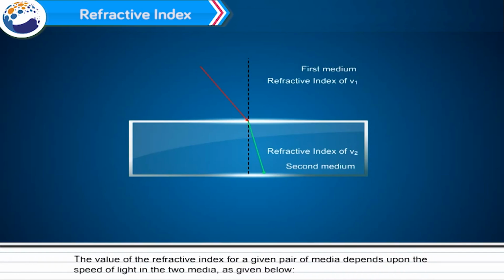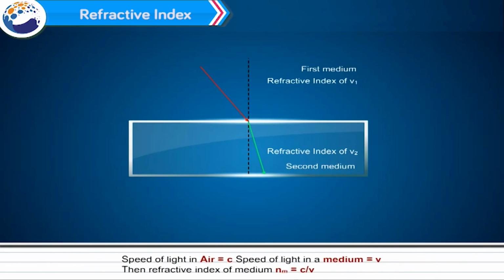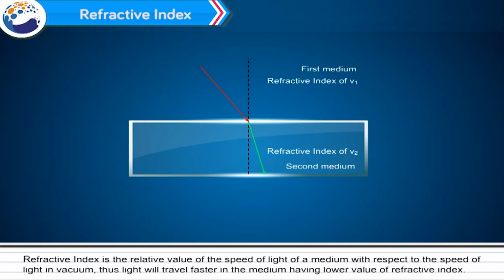The value of the refractive index for a given pair of media depends upon the speed of light in the two media, as given below. Speed of light in air is equal to c. Speed of light in a medium is equal to v. Then the refractive index of the medium, Nm, is equal to c divided by v. Refractive index is the relative value of the speed of light in a medium with respect to the speed of light in vacuum. Thus, light will travel faster in the medium having a lower value of refractive index.